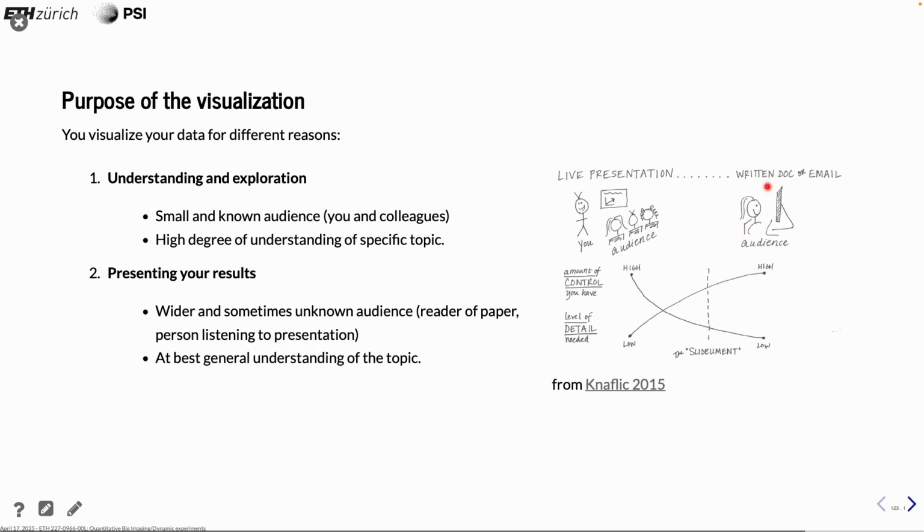On the other hand, if you write something, you have very low control over how the person is interpreting the information. But in that case, you need a high level of detail, or actually the right level of detail, not to make it too cluttered. Actually, a quite nice book, this by Knaflic.